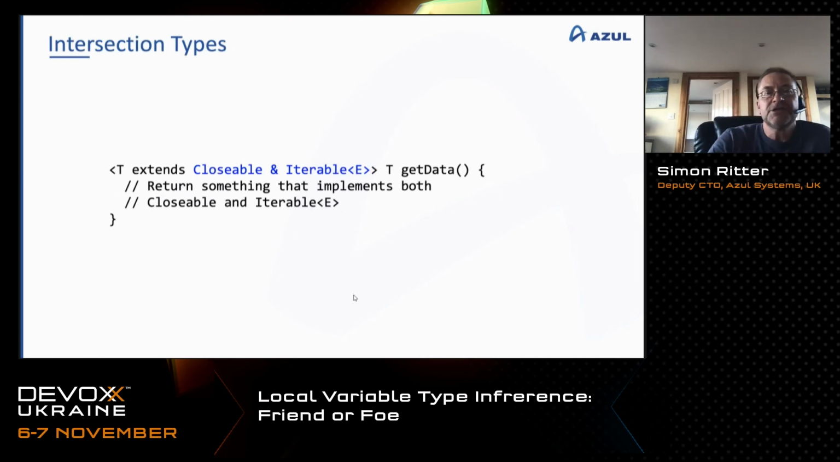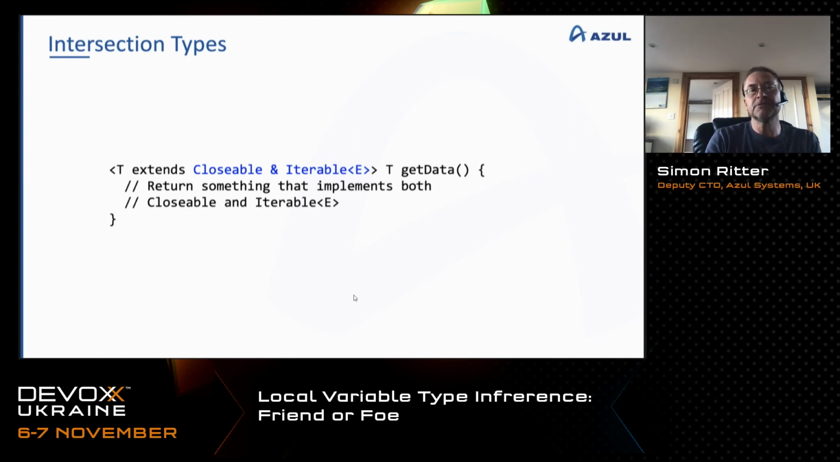Intersection types. This is, again, one of those interesting situations where you can use local variable type inference in a slightly different way. With the introduction of generics way back in Java SE 5, we get code like this, where we can define generic type parameters. In this case, we've got a method called getData. It's going to return something of type T, and we say that T is defined as a type which extends, well, actually implements, and this is one of those things where I think the syntax is wrong, both the Closeable interface and the Iterable interface of type E.